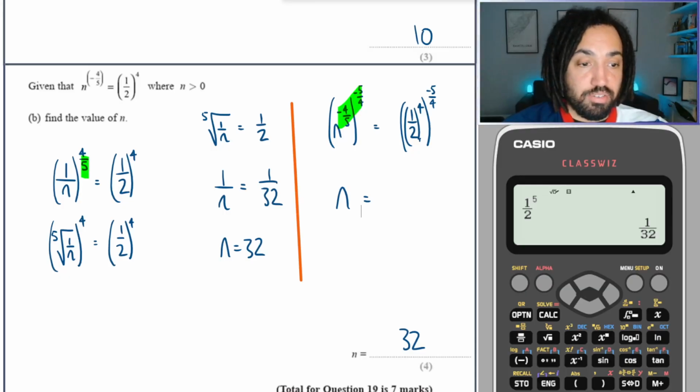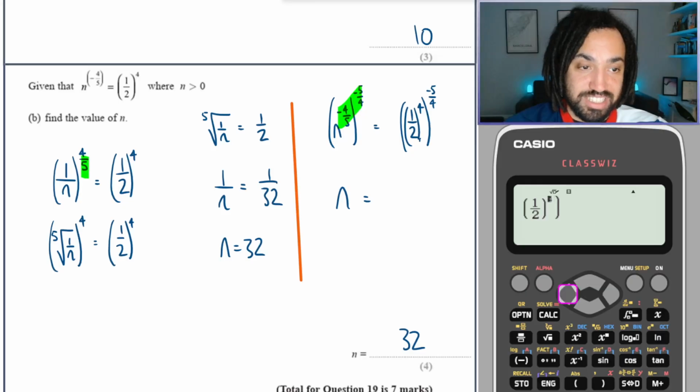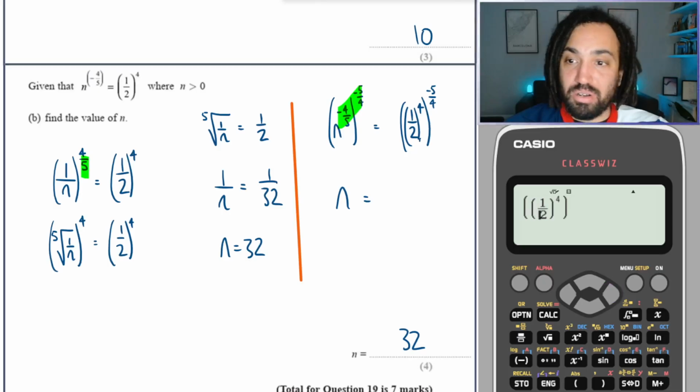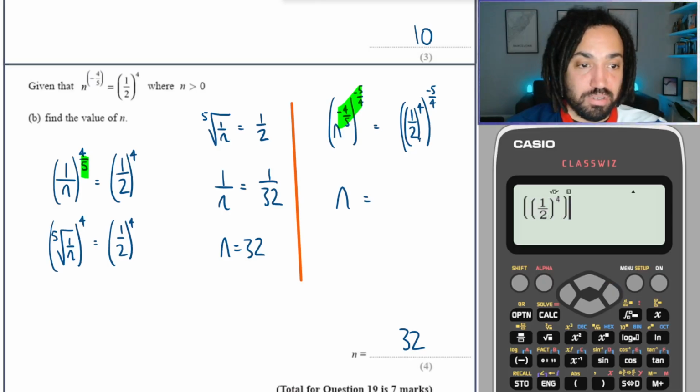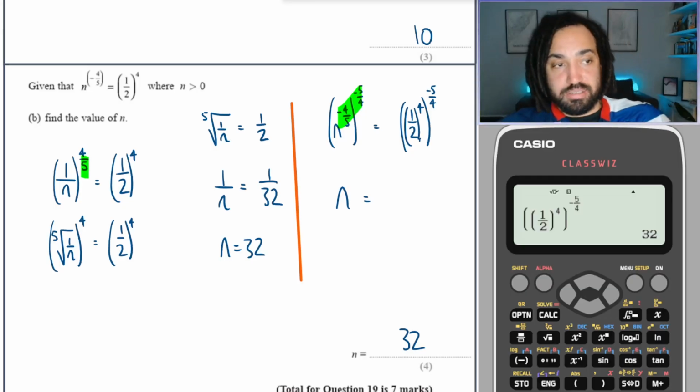And let's see now if I do on my calculator that calculation, hopefully we should get the same answer. So that's to the power 4, which is then raised to the power of minus 5 over 4. Voila! Fantastic.